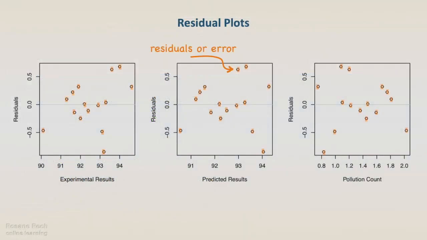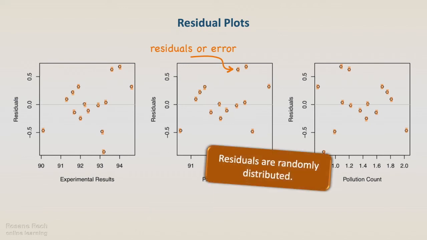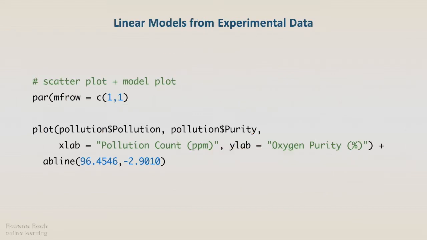The resulting residual plot shows that the residuals have a random distribution. Finally, as our model is significant, with a low p-value, a high R-squared, and the residuals have a random distribution, we can build the final visualization of the results. We are going to build a scatter plot with the experimental data and add a straight line for the regression model.